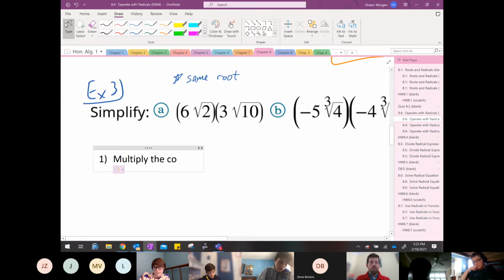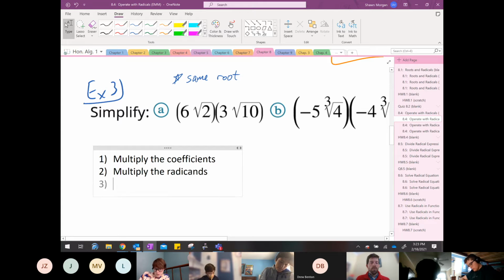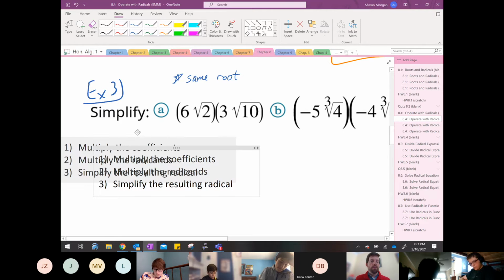Multiply the coefficients, multiply the radicands, and then simplify the resulting radical. Those are your 3 steps. Wham, bam, thank you, ma'am. Easy enough.